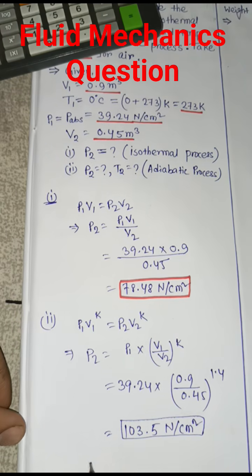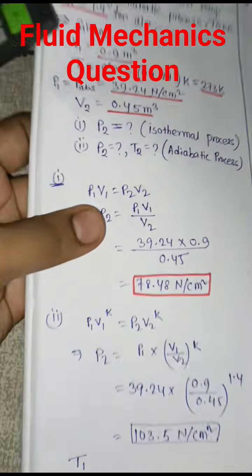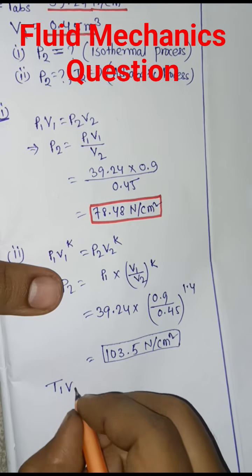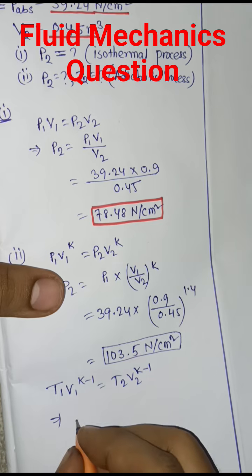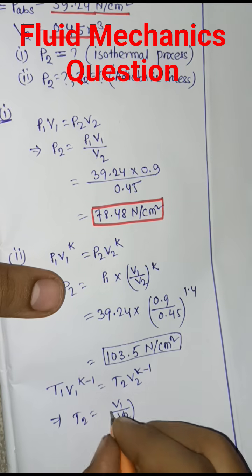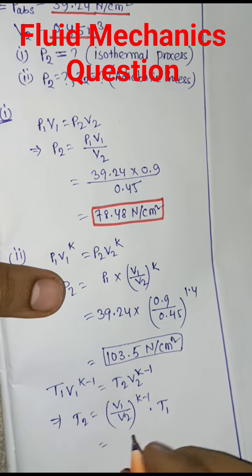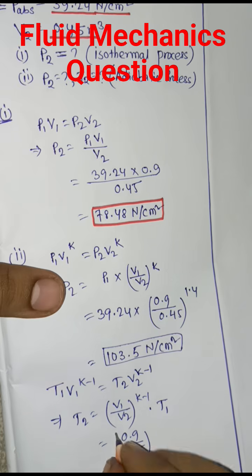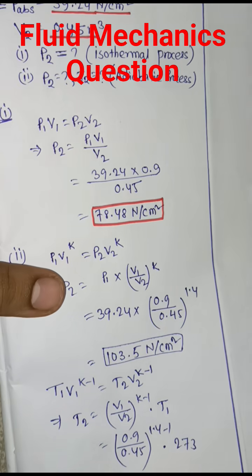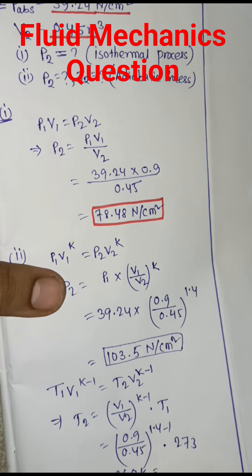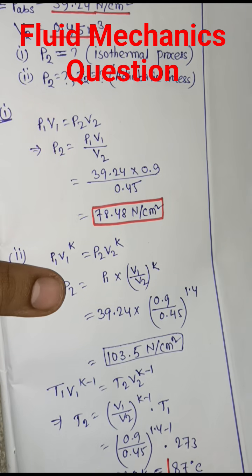And if you want to calculate the temperature, we know that for adiabatic process T1 V1 to the power K minus 1 is equal to T2 V2 to the power K minus 1. So from here, T2 is equal to V1 by V2 to the power K minus 1 into T1, that is 0.9 by 0.45 to the power 1.4 minus 1 into T1. What is the value of T1? That is 273. So from here you get the value, that is 360 Kelvin. And if you want to convert into degree Celsius, the answer will be 87 degrees Celsius. So this will be our answer.